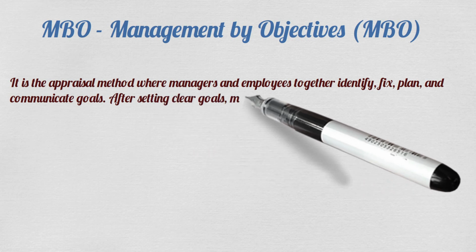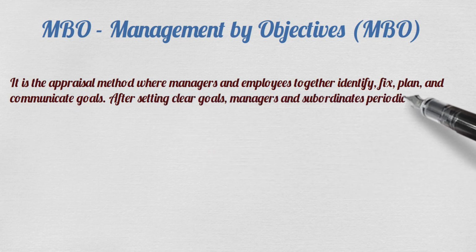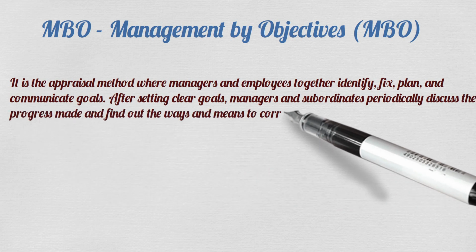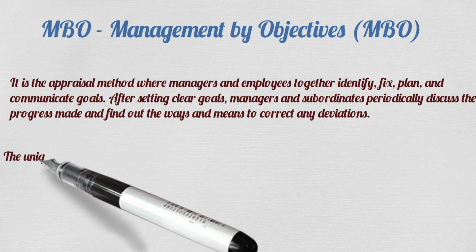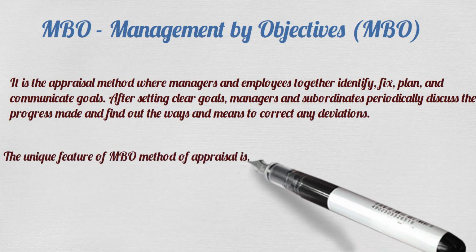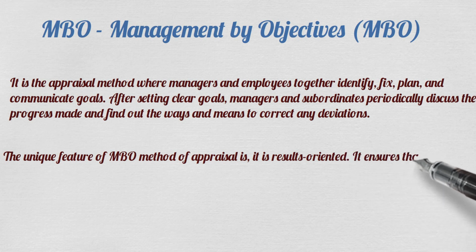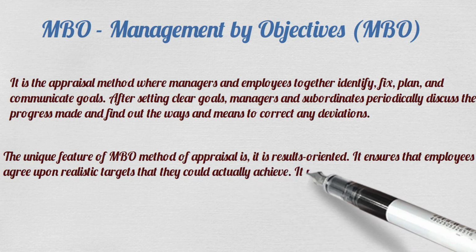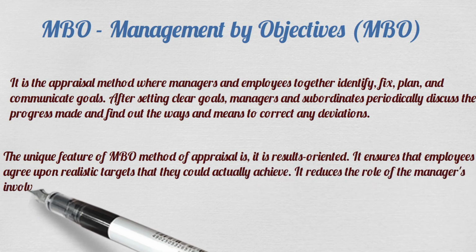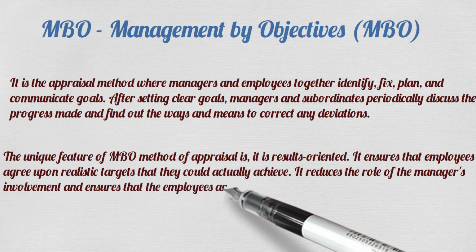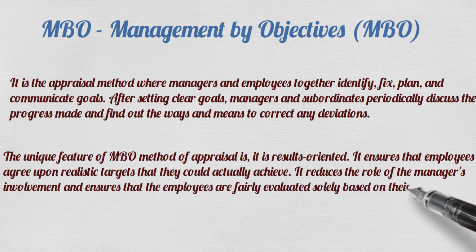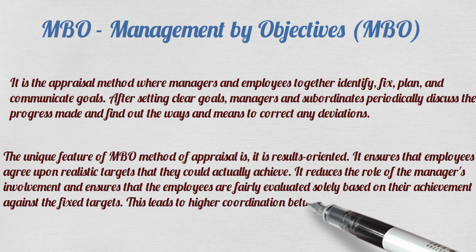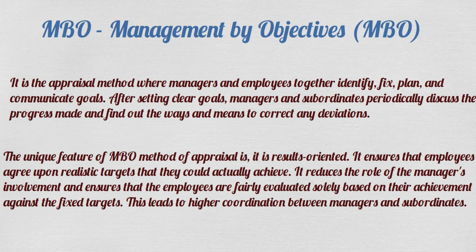After setting clear goals, managers and subordinates periodically discuss the progress made and find out the ways and means to correct any deviations. The unique feature of MBO method of appraisal is it is results oriented. It ensures that employees agree upon realistic targets that they could actually achieve. It reduces the role of managers' involvement and ensures that employees are fairly evaluated solely based on their achievements against the fixed targets. This leads to higher coordination between managers and subordinates.